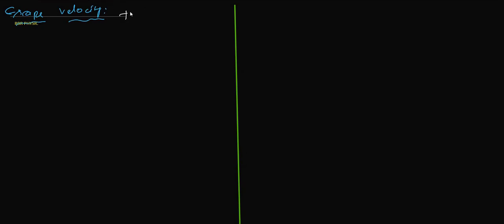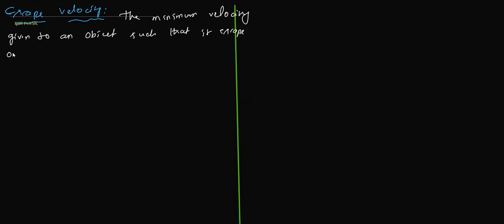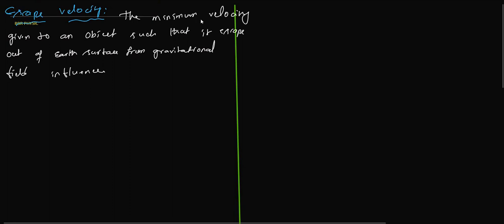So what is meant by escape speed? It means the minimum velocity given to an object such that it escapes out of Earth's surface from the gravitational field influence. Means it should not be affected by the gravitational field influence, means how far it has to go. So to go that much distance, how much speed we need to use, nothing but escape speed we need to discuss. So for example, let me take Earth.